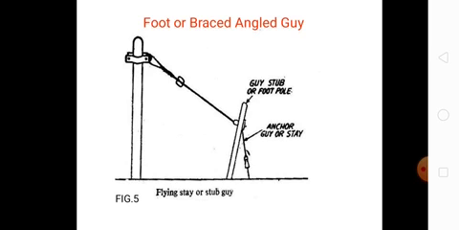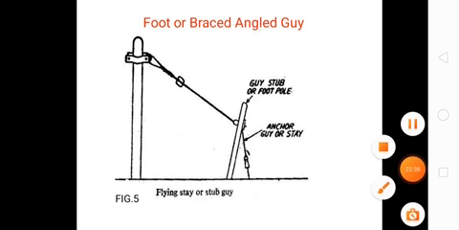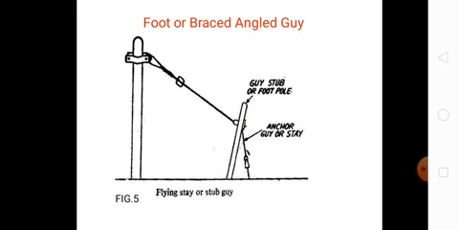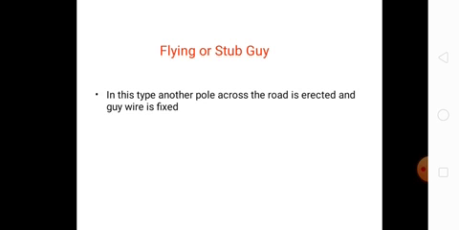Guy stub or foot pole. See here there is no space, so we are connecting another pole. From this we are connecting another guy. Guy stub or foot pole, anchor guy or flying or stub guy. In this type, another pole is erected across the road and the guy wire is fixed.